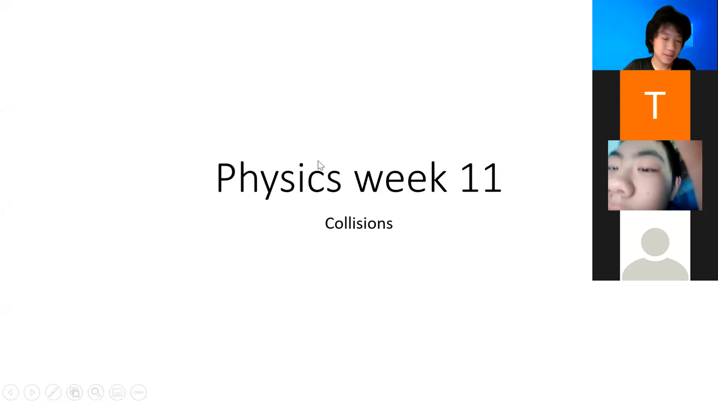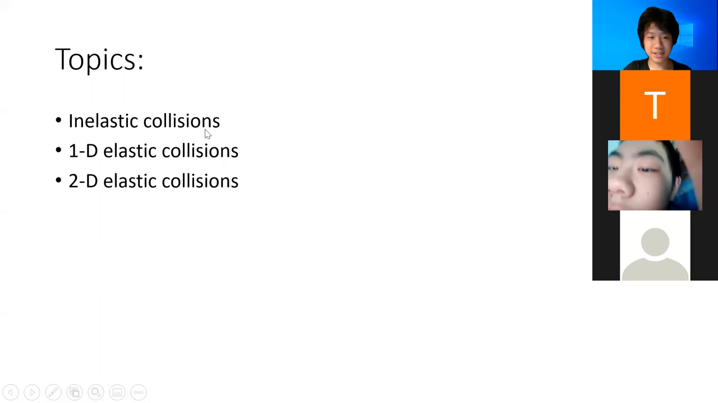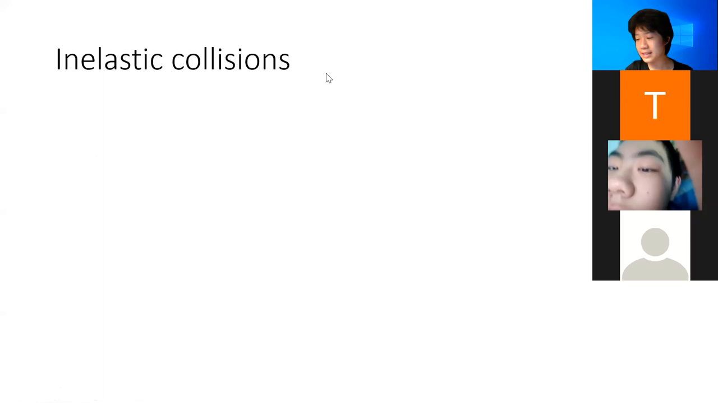The topics are inelastic collisions, 1D elastic collisions, and then 2D elastic collisions. So these are all different types of collisions, and we're going to be going through all three types of these. Okay? So first of all, inelastic collisions.